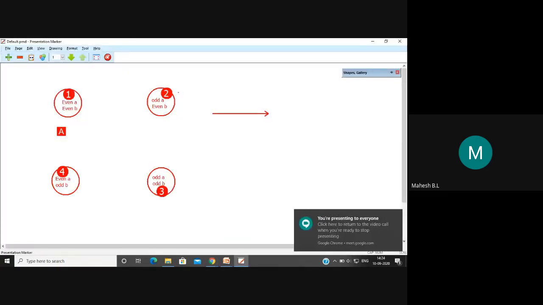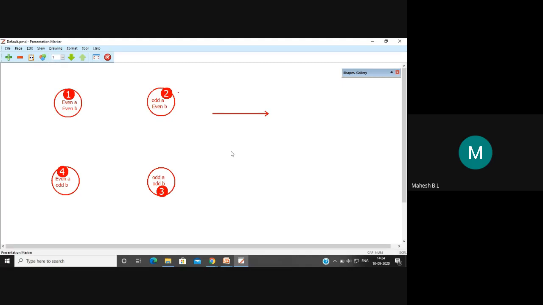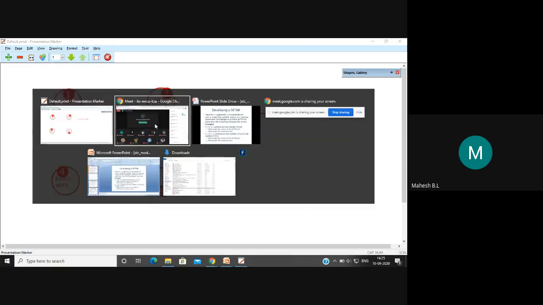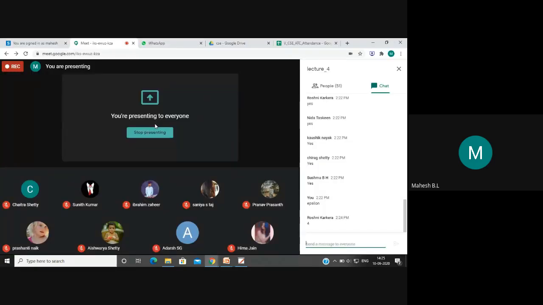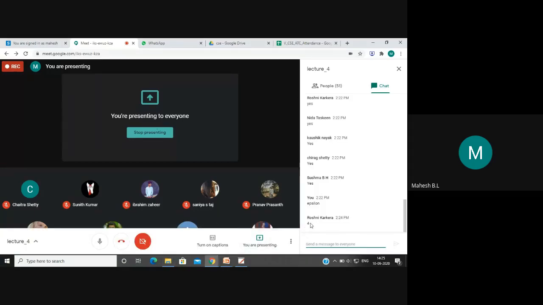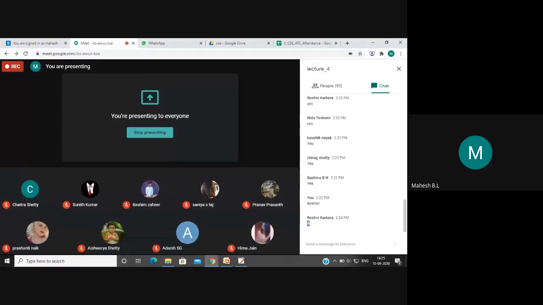So, you know what the language is? The language is even number of A's and odd number of B's. And you know that epsilon doesn't belong to the language. Now here, there are 4 states. You need to tell me which state is representing the initial state and which state is representing the final accepting state. Make it fast. What is 4? Roshni, what is this 4? Is it the initial state or the final accepting state?